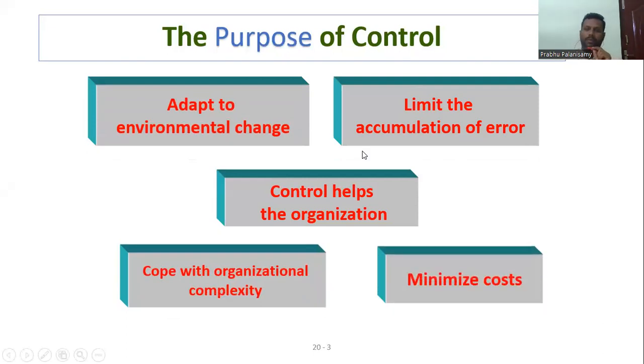So let us see the purpose of control. What are some of the purposes of this control? Adapt to environmental changes, limit the accumulation of error. Control helps the organization cope with organizational complexity and minimize the cost. So here control is nothing but eliminating the errors, effective utilization of all the things, and also minimization of the cost. These are all the things that take place in the purpose of controlling.